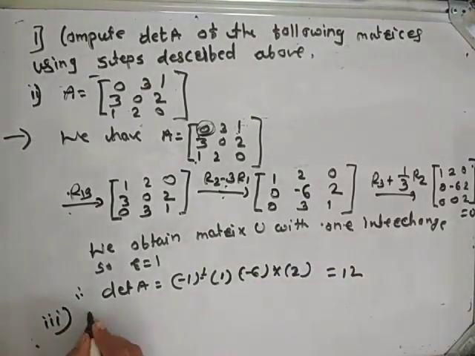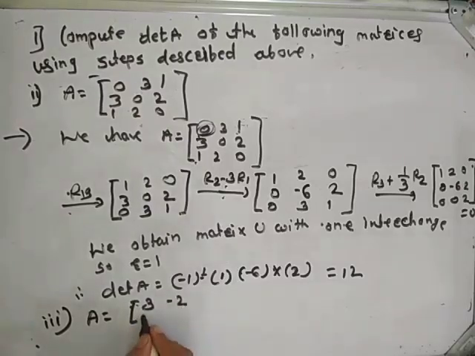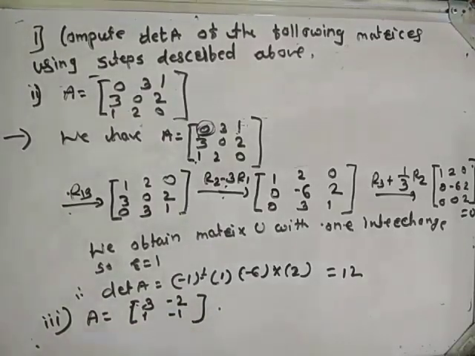Let us take third example. Take this example for homework. 3 minus 2, 1 minus 1. Find determinant of this matrix. Okay.